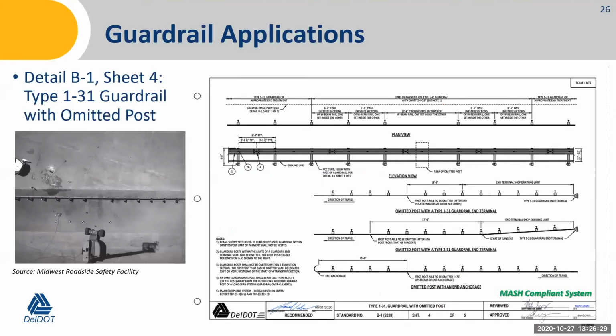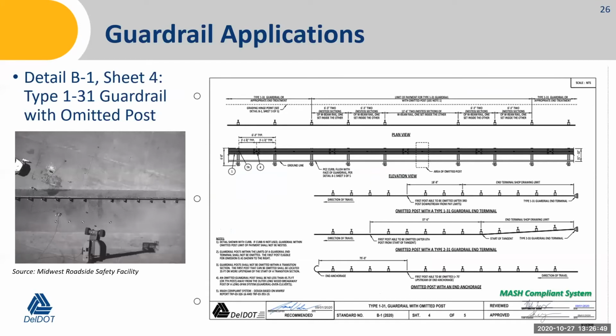A new application, this is sheet 4, which is a new sheet in the B1 series. This is type 131 guardrail with an omitted post. As you can see in the detail, there is one post that is removed. So basically it creates a 12-foot 6-inch gap between the two remaining posts.